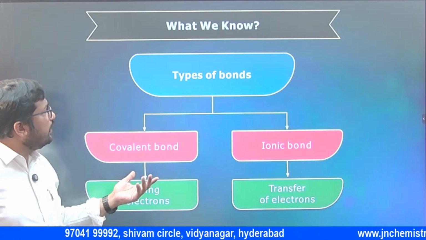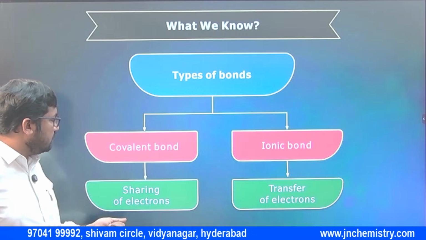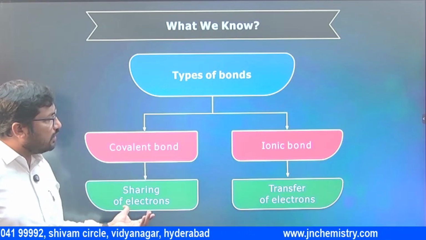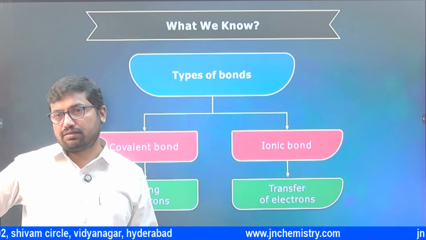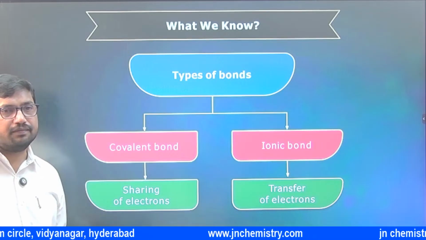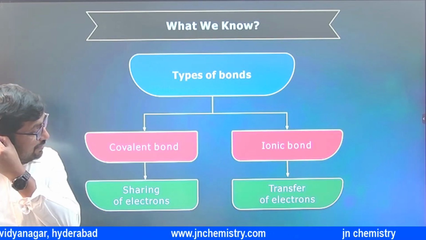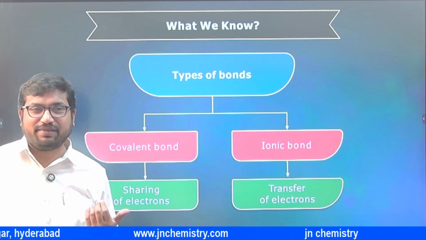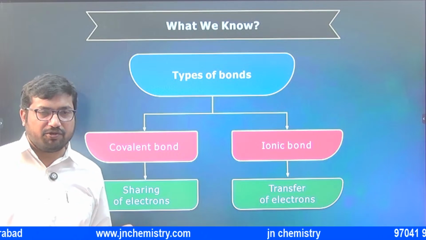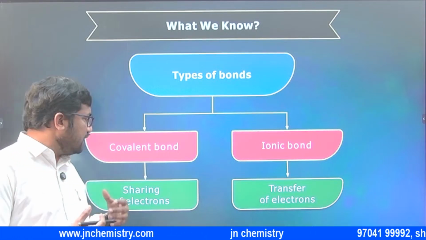So covalent bond and ionic bond are types of bonds. Covalent bond means sharing of electrons, ionic bond means transfer of electrons. Why is bonding forming, why is a covalent bond forming, why an ionic bond? To get stability, through mutual sharing of electrons.